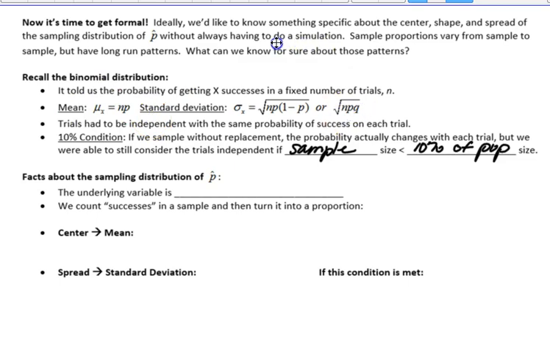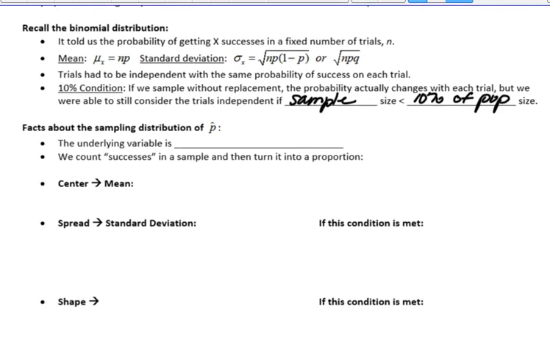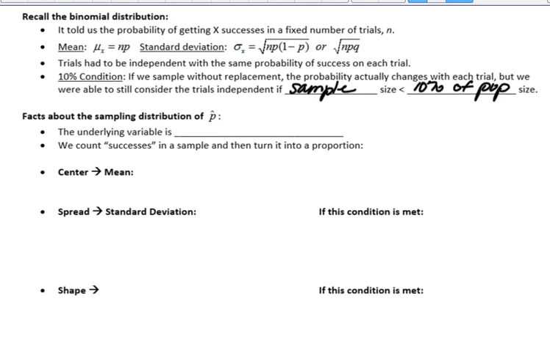Now the facts about the sampling distribution of p hat: how is that related to the binomial distribution? First of all, for both of them, the underlying variable is categorical. We are counting the number of times something happens. We aren't measuring something like a weight or a height that has different values. We're just counting occurrences of something. So we can turn the number of successes in a sample into a proportion just by dividing by the sample size. So p hat is x, the number of successes, divided by n, the sample size.